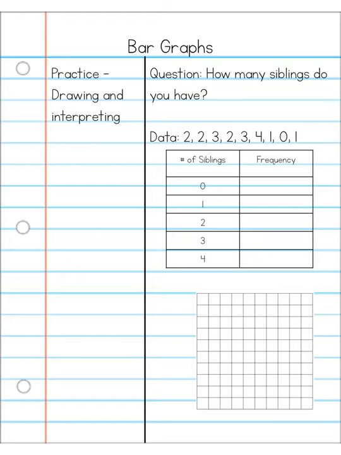So when we're looking at the number of siblings, for 0, that 0 only occurs once. So the frequency is 1. That number 1 occurs twice, so the frequency is 2.